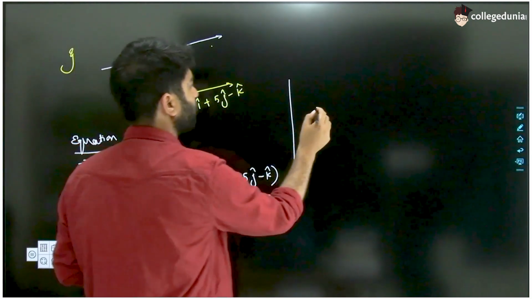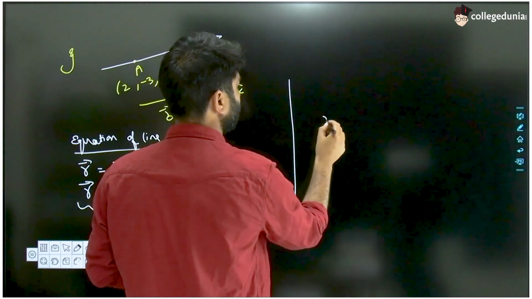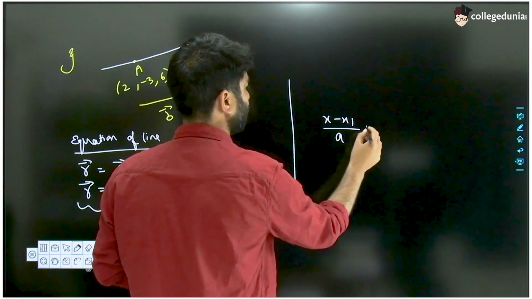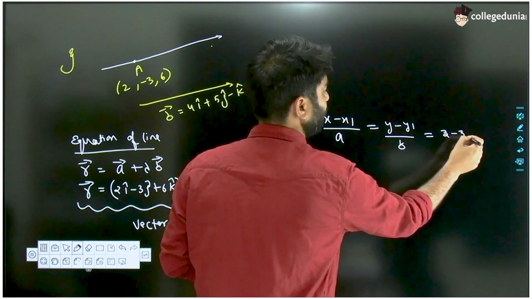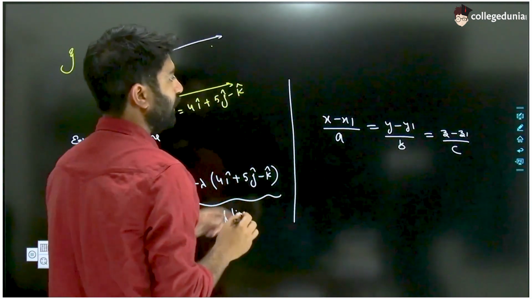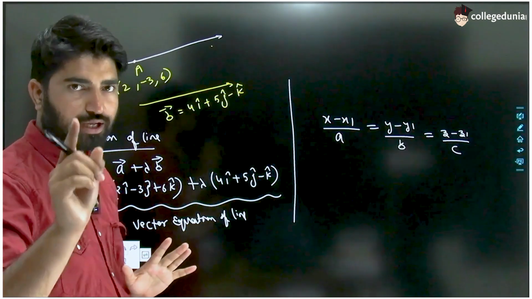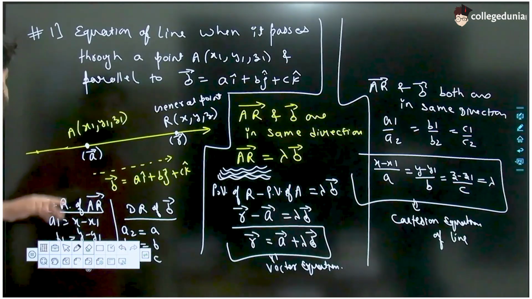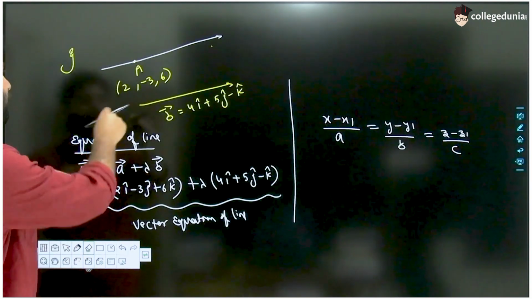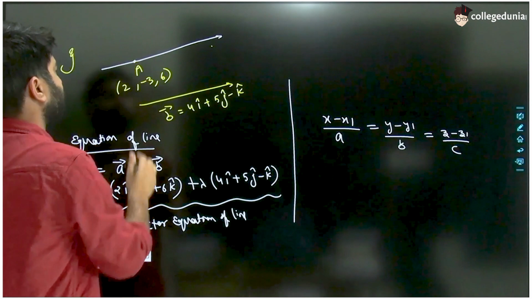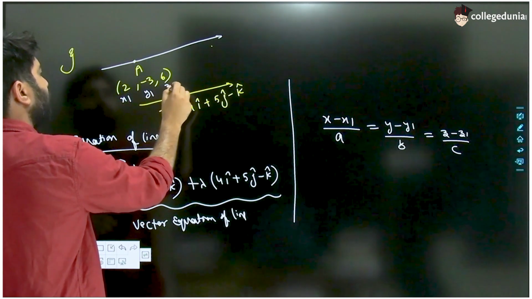But if we talk about the Cartesian equation, the formula is x minus x1 upon a, y minus y1 upon b, z minus z1 upon c, right? x1, y1, z1 are the coordinates of the point through which the line is passing. In this situation the line is passing through 2, minus 3 and 6, so x1 is equal to 2, y1 is equal to minus 3 and z1 is 6.